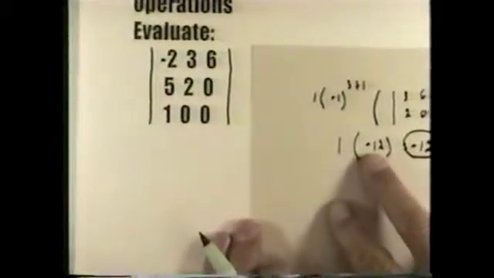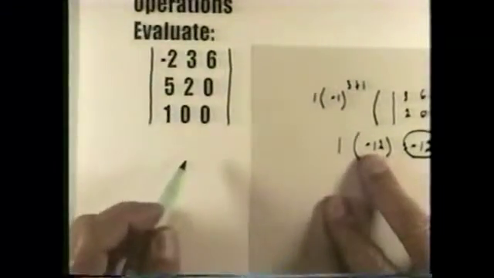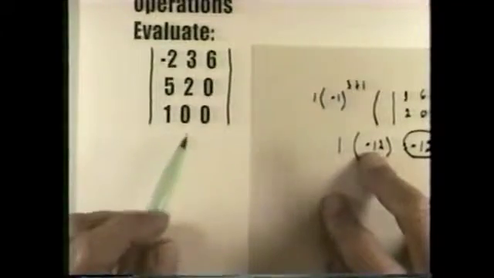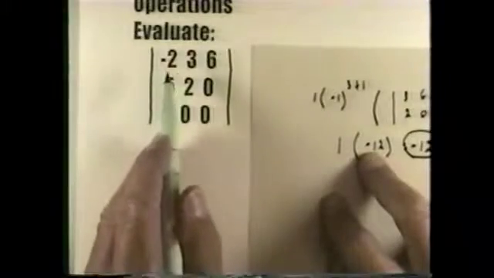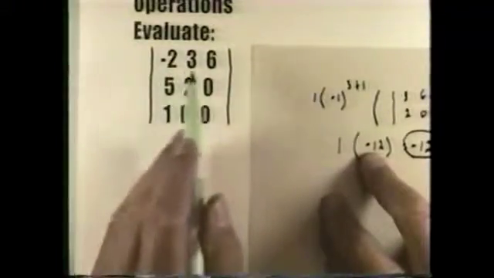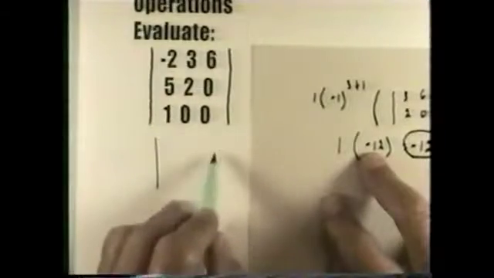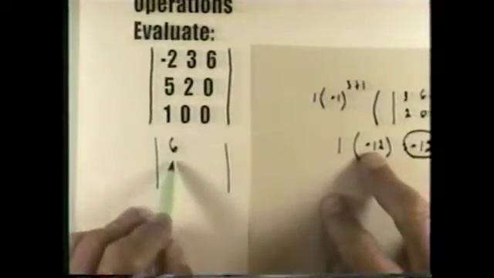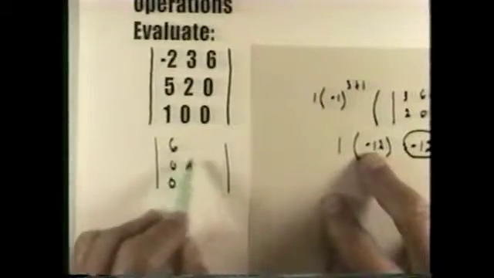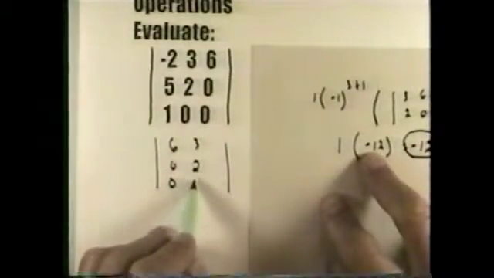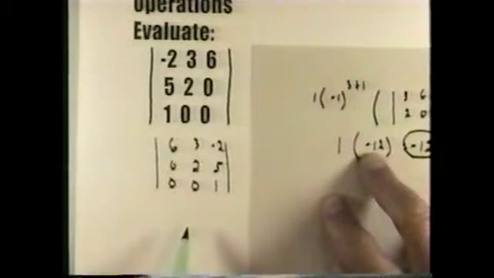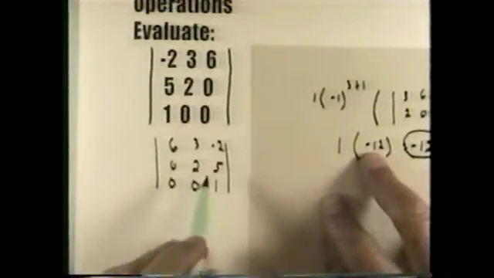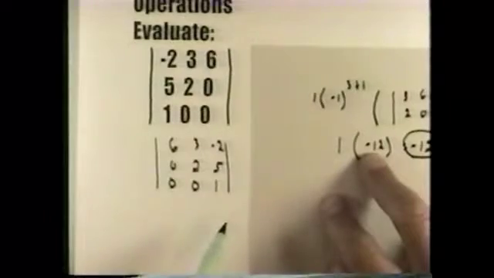But now by interchanging columns, I can create a triangular matrix. I can interchange columns 1 and 3, and I can write it as 6, 0, 0, 3, 2, 0, -2, 5, 1. So we interchange the columns. But now, of course, when you interchange the columns, you change the sign of the determinant.